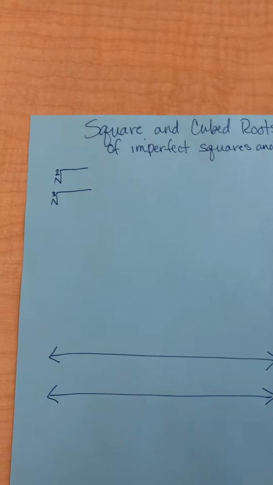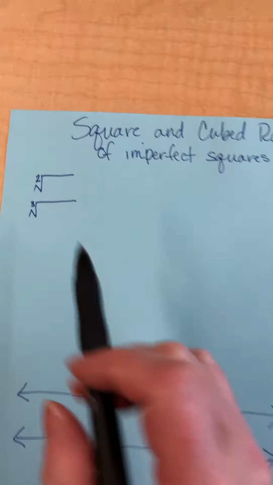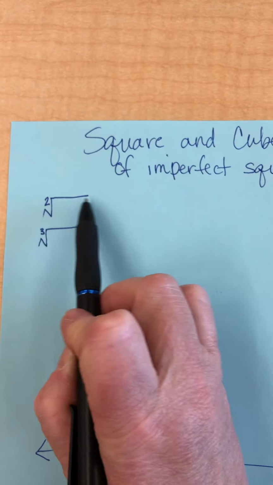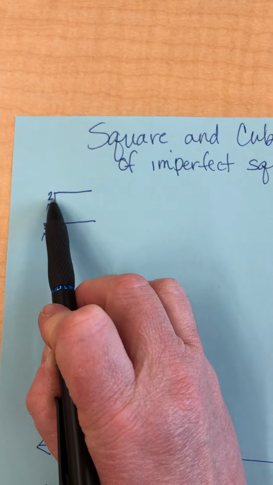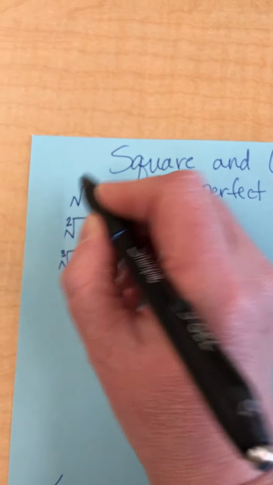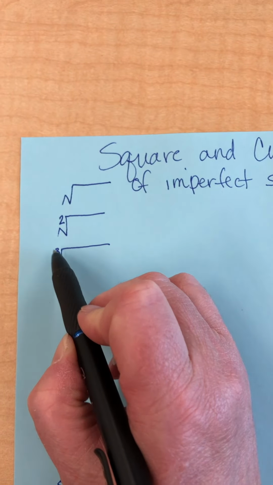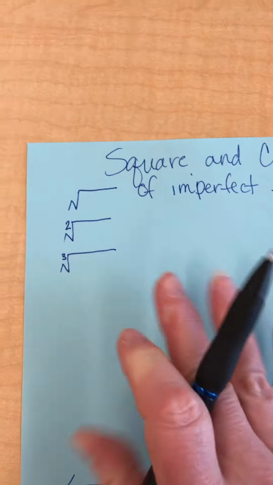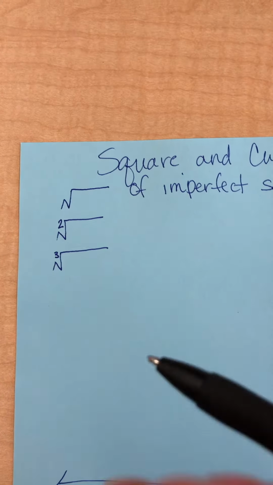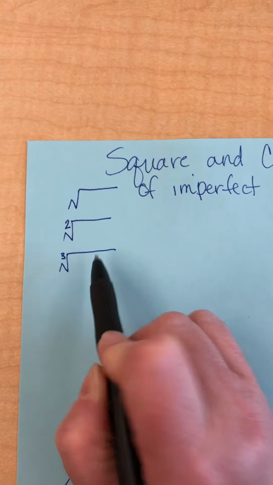So today we're talking about square and cubed roots of imperfect squares and cubes. Okay, so you have the radical sign, and remember when there's no number right there, it's just the radical sign like this, that automatically means it's a square root. Otherwise it will have an exponent next to it on the outside to tell you how many times that number is multiplied by itself to get what's inside the bracket here.